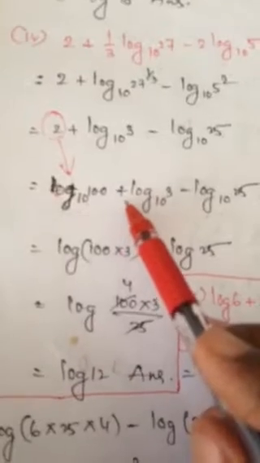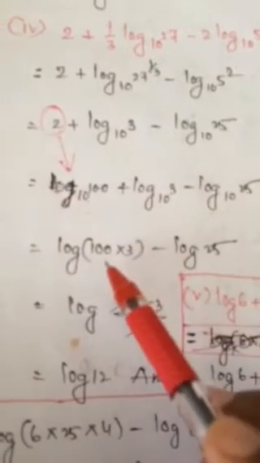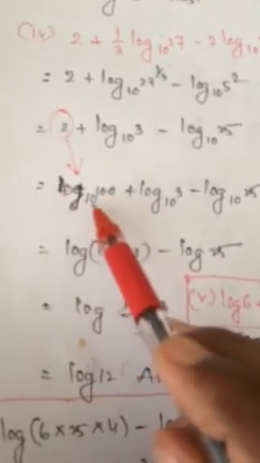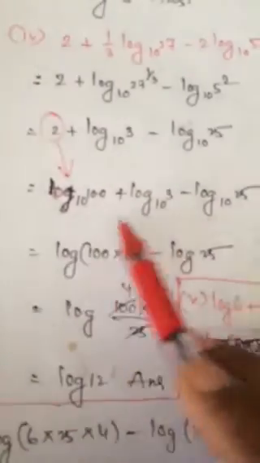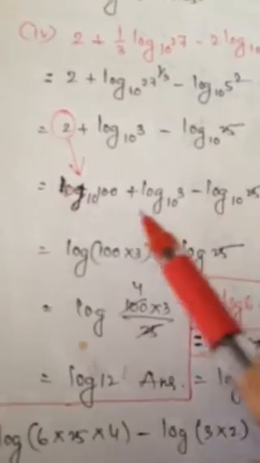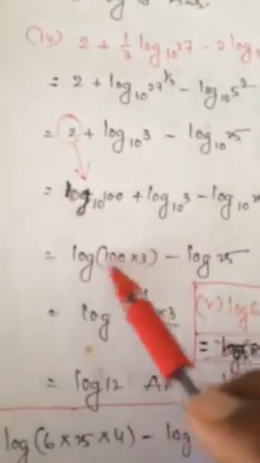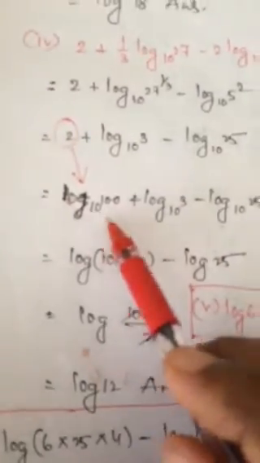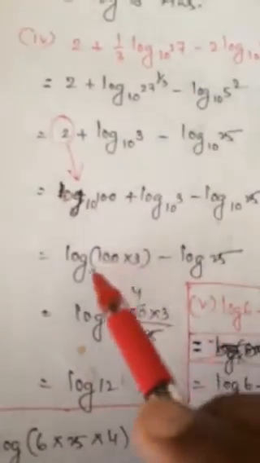After that you see here it is addition. Addition should be changed into multiplication. Product law you have already learned. Base 10, 10, 10. If you don't want to write the base, it is okay. No need to write the base. After this step I have removed the base because all have 10 as the base.